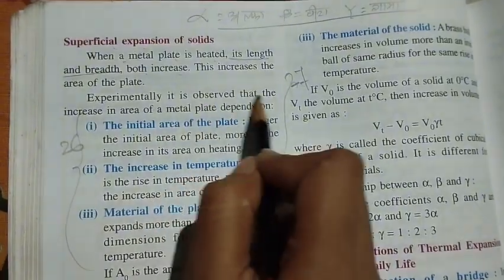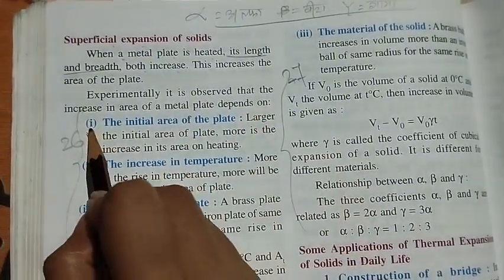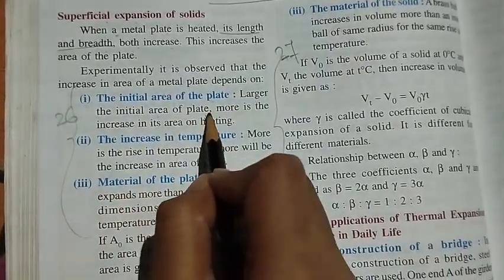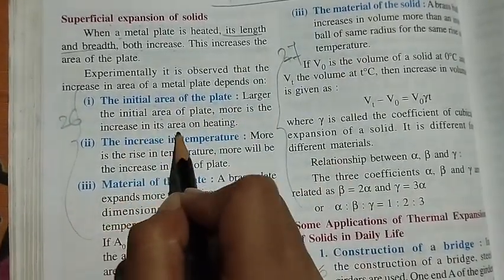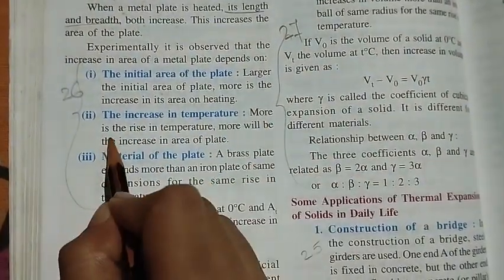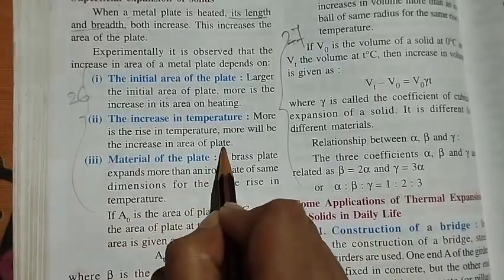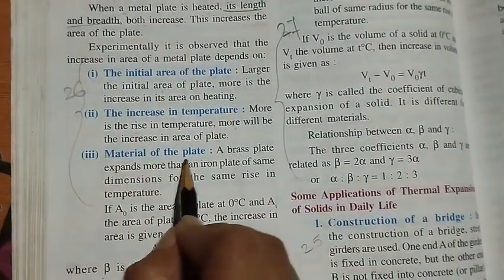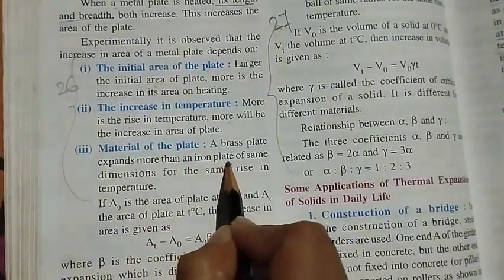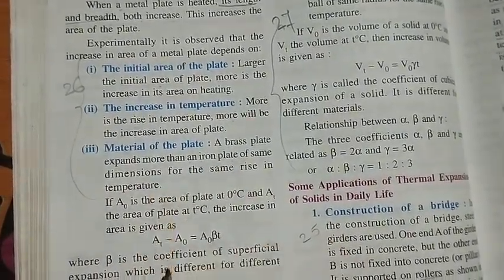Experimentally, it is observed that the increase in area of a metal plate depends on, first, the initial area of the plate. The larger the initial area of the plate, the more is the increase in its area on heating. Second, the increase in temperature. The more the rise in temperature, the more will be the increase in area of the plate. Third, the material of the plate. A brass plate expands more than an iron plate of the same dimensions for the same rise in temperature.